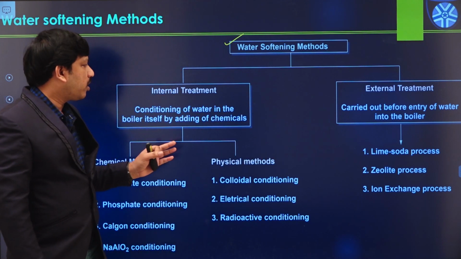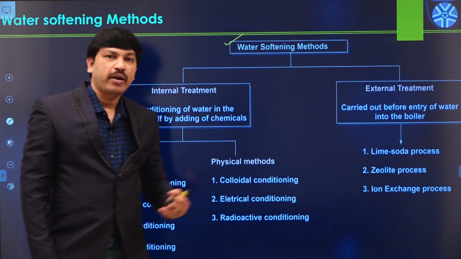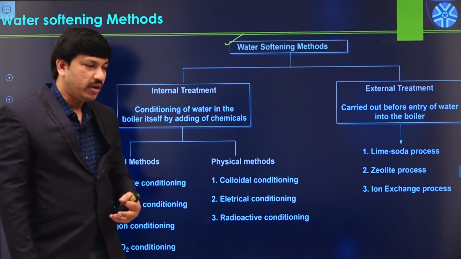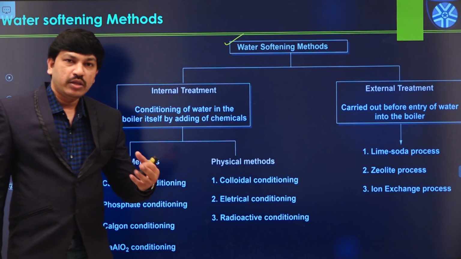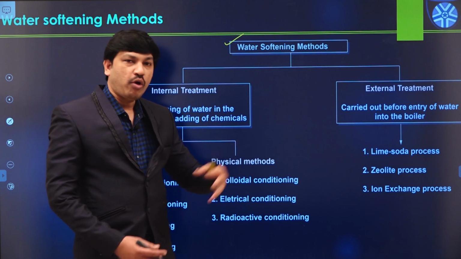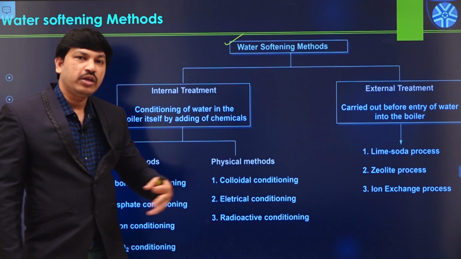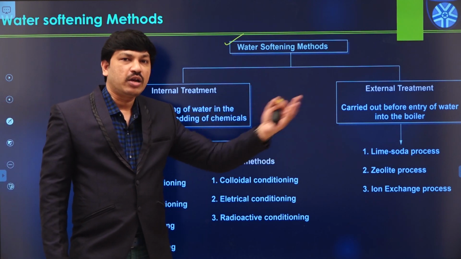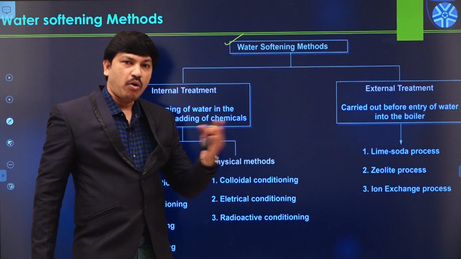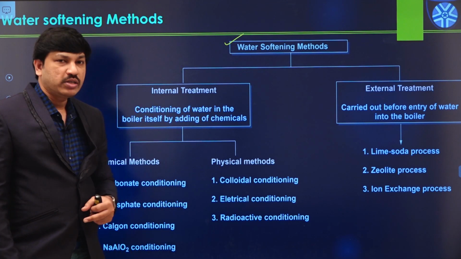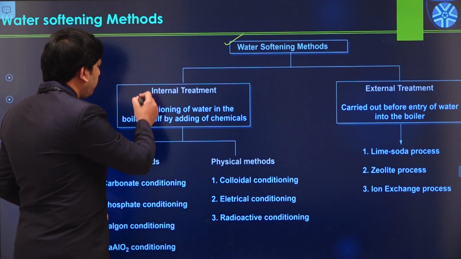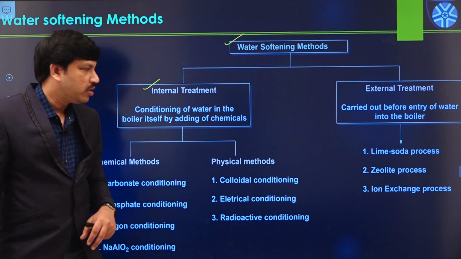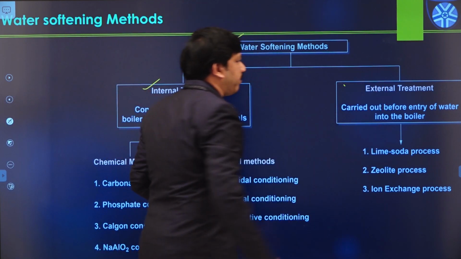Particularly thermal power plants or nuclear power plants need a huge amount of water in order to generate a huge amount of steam energy. Yes or no? That means they have very big boilers. In those boilers, they always produce steam energy. That steam energy is useful to produce mechanical energy, which is then converted into electrical energy. So in the case of boilers, we have to purify the water sample in two different manners. One is that we can use internal treatment methods in order to convert the hard water into soft water, or we can also go for external treatment methods.